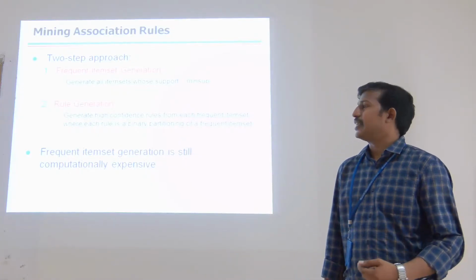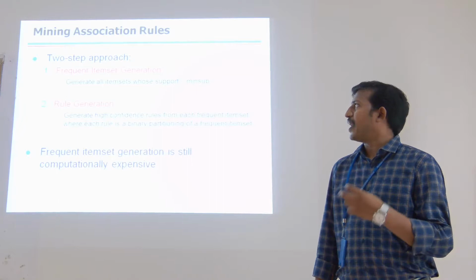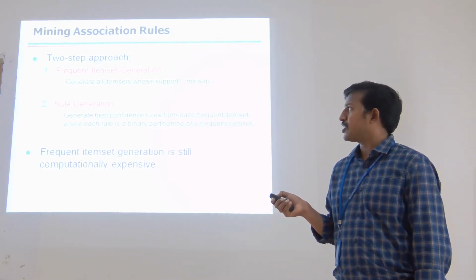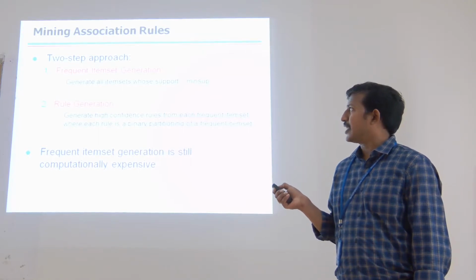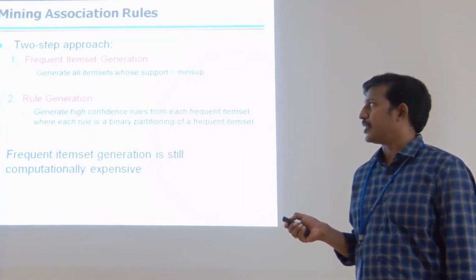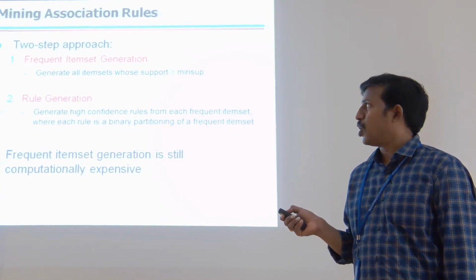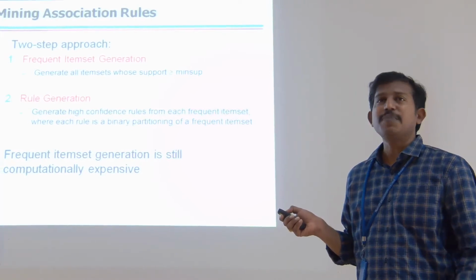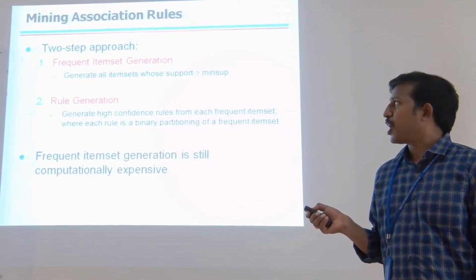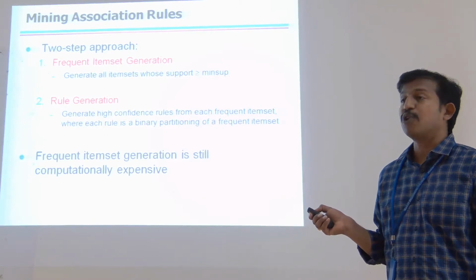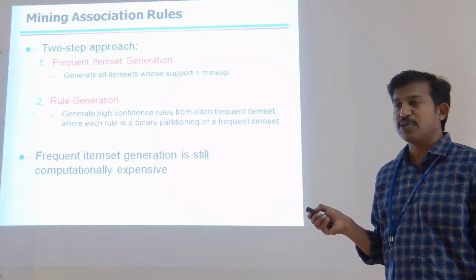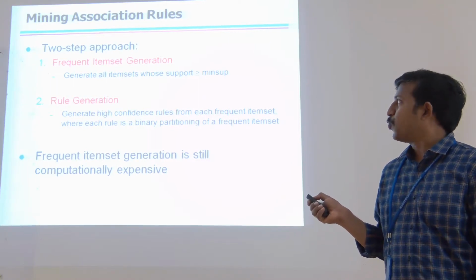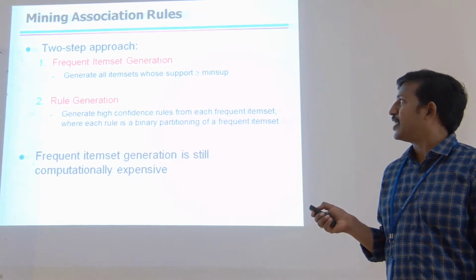Now let's see the generic algorithm for mining association rules. This is a two-step approach where the first step is frequent item set generation and the second step is rule generation. In frequent item set generation, we generate frequent item sets. What is meant by a frequent item set? If we compute the support for an item set and it is greater than or equal to the minimum support, then that item set is a frequent item set. We generate such frequent item sets in this phase.